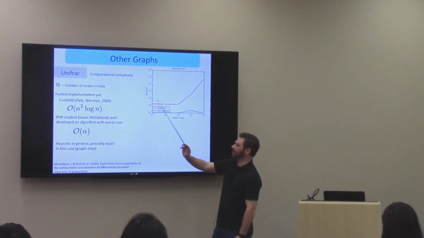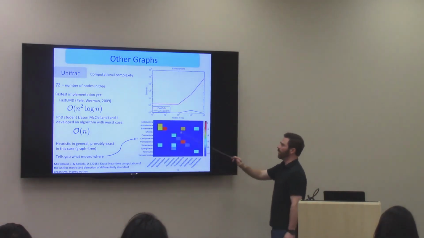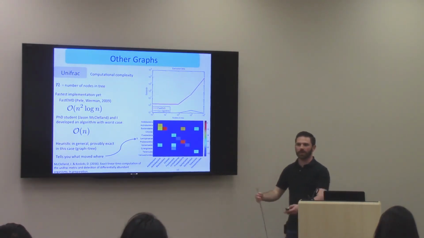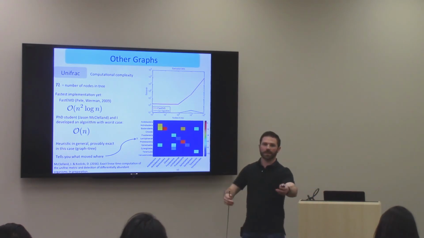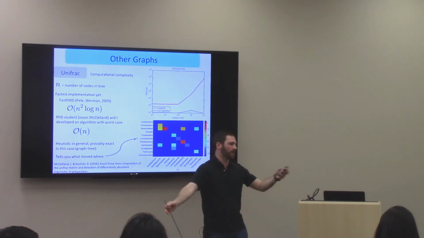But the cool thing is that it also tells you what moved where, which will give you differentially abundant organisms and tell you, oh, in this sample you have more of this one organism than that organism, et cetera.